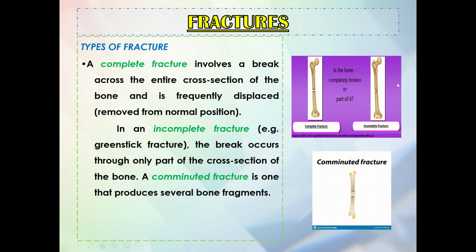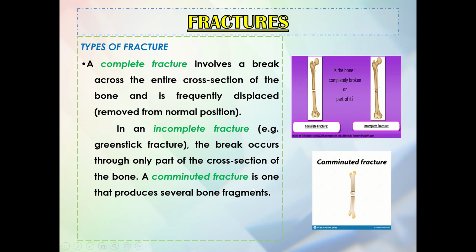The second type is incomplete fracture, such as this image. For example, a greenstick fracture. So greenstick fracture is an example of an incomplete fracture, wherein the break occurs through only part of the cross-section of the bone. So hindi siya totally na putol or nabali, partially meron pang natira, okay, na magkadugtong yung bone. So, this is incomplete fracture.